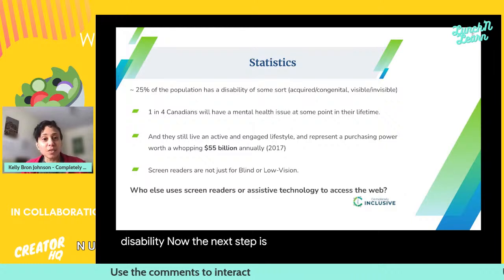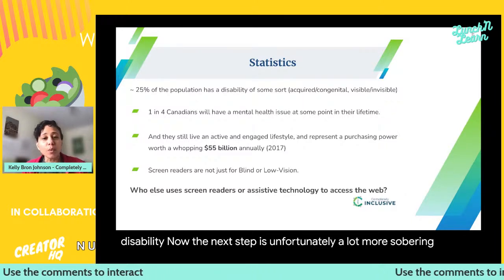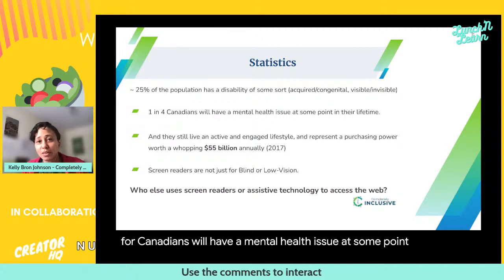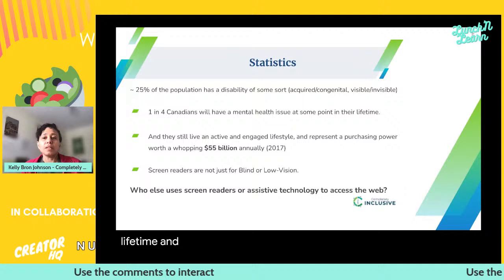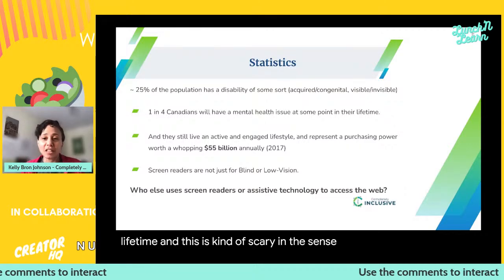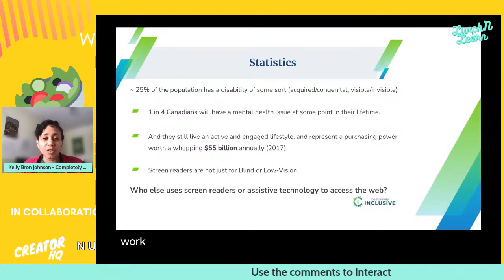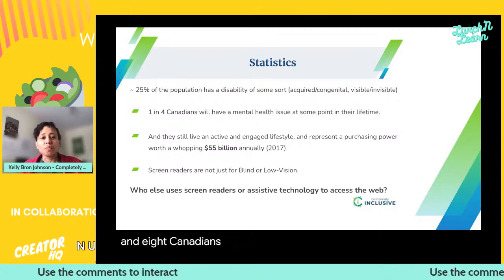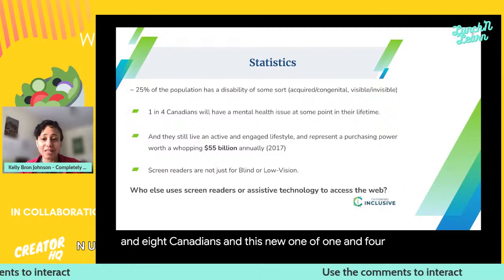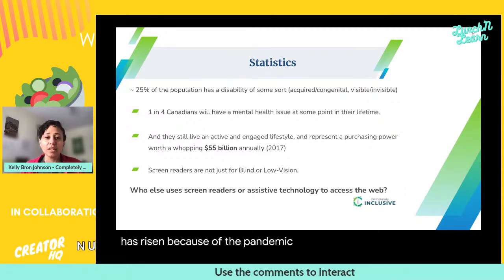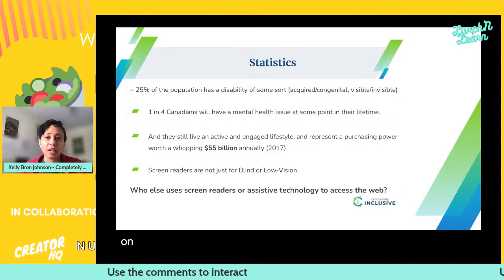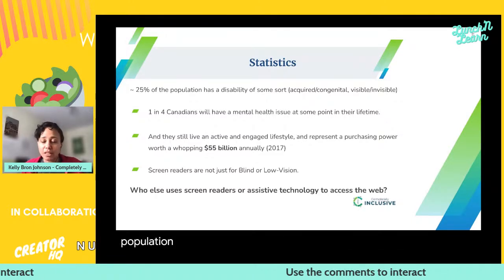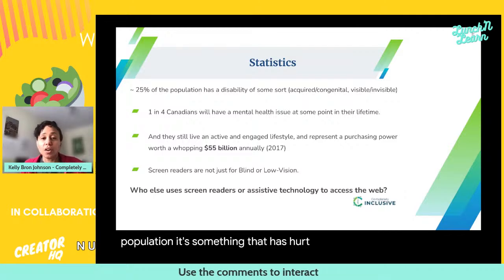Now, the next stat is unfortunately a lot more sobering. 1 in 4 Canadians will have a mental health issue at some point in their lifetime. And this is kind of scary in the sense that when I started this work 4 years ago, when I started my consultancy, I had this stat of 1 in 8 Canadians. And this new one of 1 in 4, the number has risen because of the pandemic. So during these 2 years of the pandemic, it has really strongly affected all of the Canadian population. It's something that has hurt us all in some ways.